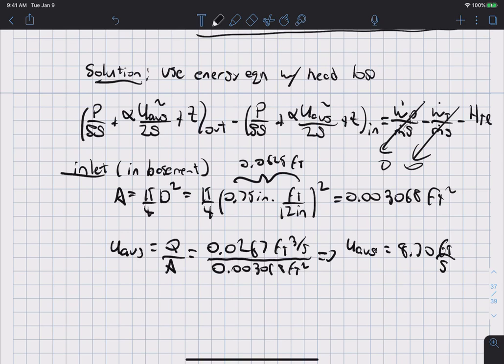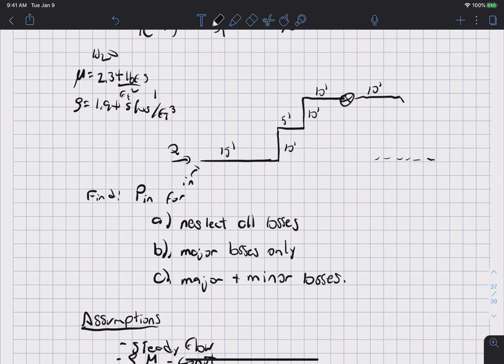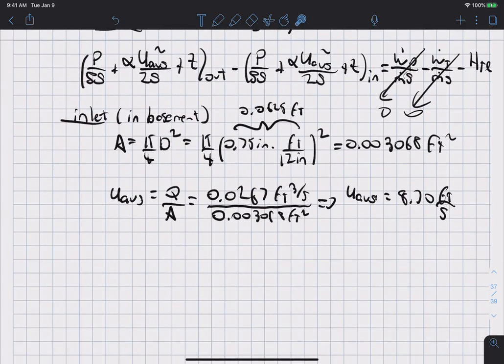And we need to pick a datum, so I'm going to scroll back up to the cartoony picture. So I will choose the datum to be at the lower level. Okay, and then I'll label the outlet here. So Z1, since we are at the datum, that is 0. At the outlet we go up 10 feet and then up another 10 feet. So we will need that Z later, and that will be 20 feet when I get to it. Okay? So Z in equals 0 because it's the datum.